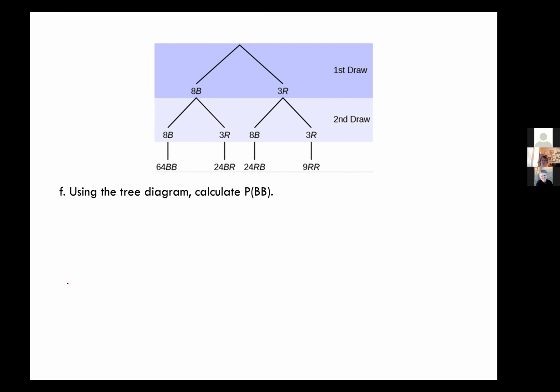Calculate the probability of getting a blue-blue. So blue on the first and blue on the second. Well, there are 64 possible outcomes where they're both blue out of 121 total.